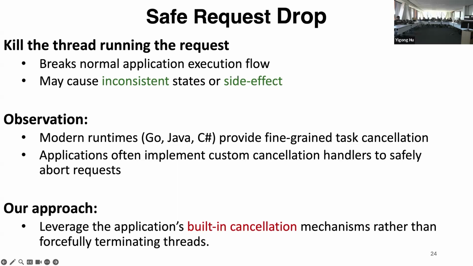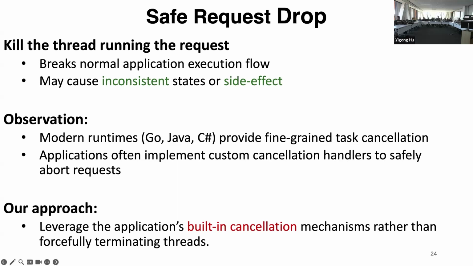Here we have our observation that modern runtimes, like Java, Go, C#, or even C++, provide some fine-grained task cancellation mechanisms. And most applications often use these cancellation mechanisms to build their own customized cancellation handlers. Originally, this cancellation handler is used as a functionality for users or administrators to cancel one or two requests. But we can leverage these built-in mechanisms instead of naively killing the thread.